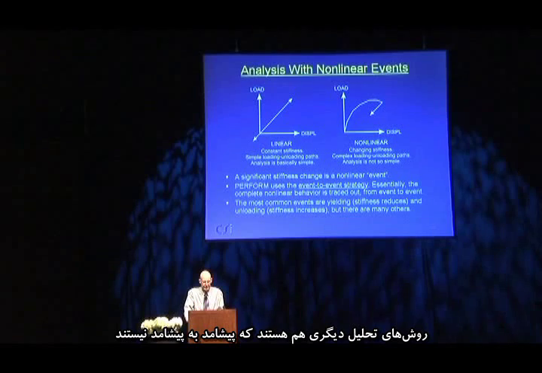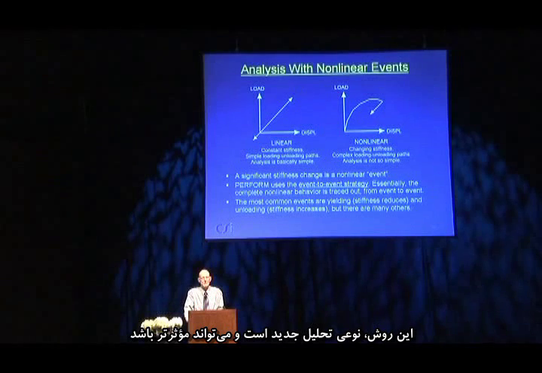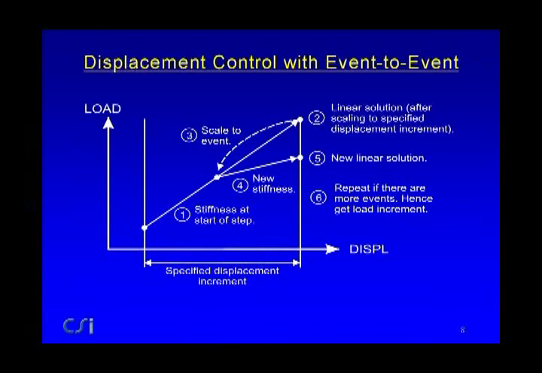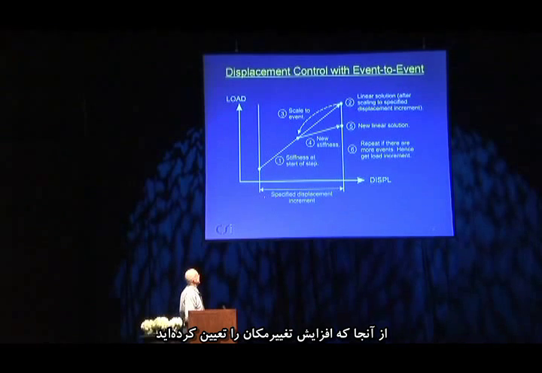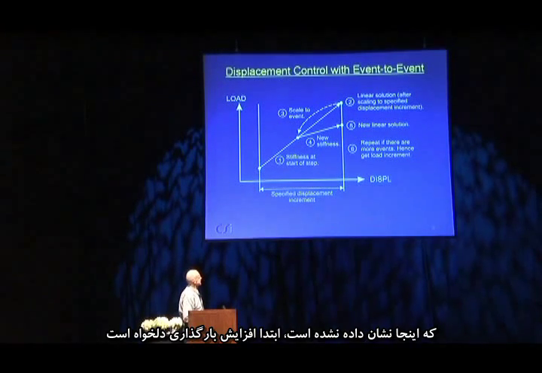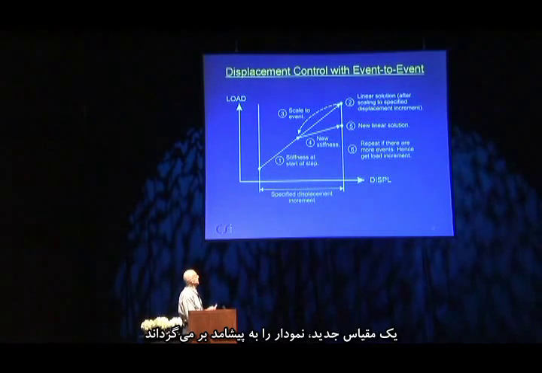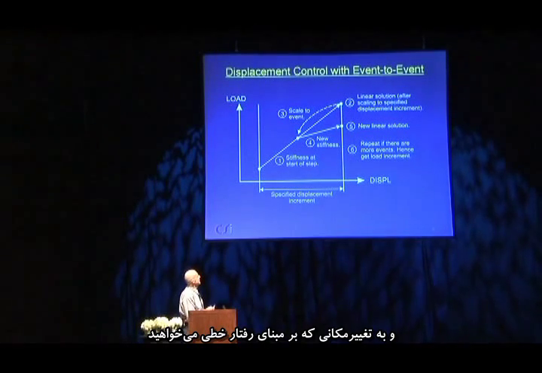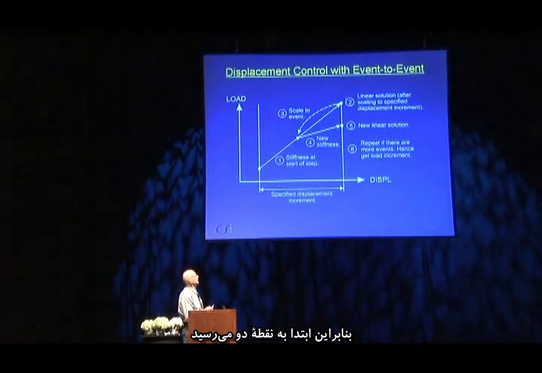There are many other analysis methods which don't go event to event. They tend to be iterative methods of Newton type, and they can be more efficient, but they're also generally a lot less reliable. So if you have displacement control and event to event, this is the sort of thing which is happening: you have some specified displacement increment, and it's not shown here, but you would first of all apply some arbitrary load increment. This would come out here, and you would scale back to the event, to the displacement you want, based on linear behavior. So first of all, you arrive here at point 2.